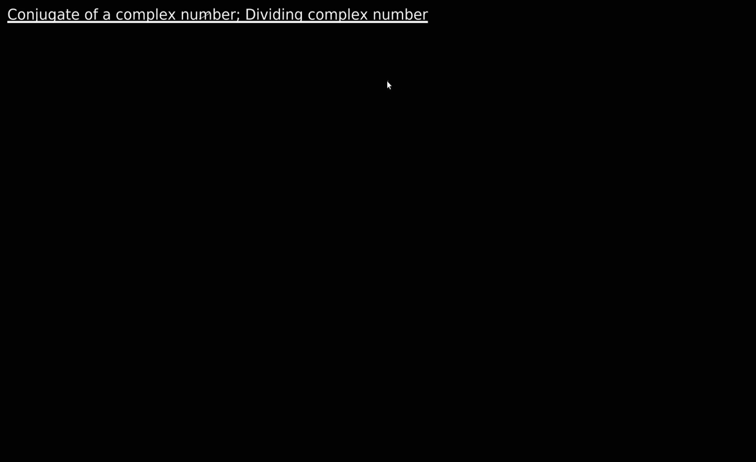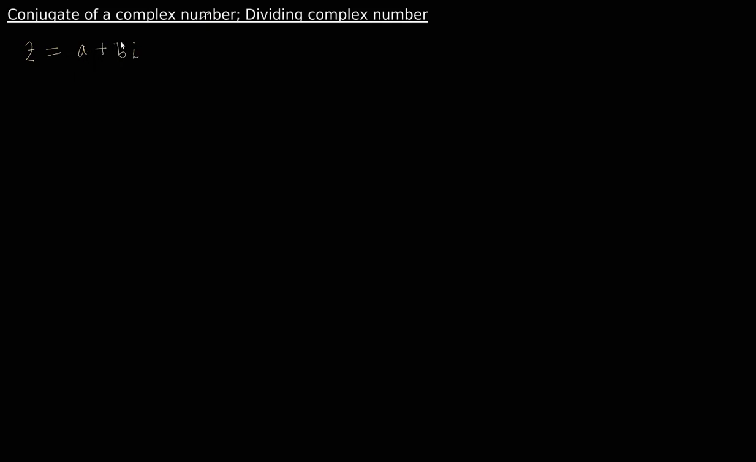Hello, in this video we are going to learn the conjugate of a complex number, and also we'll try to divide two complex numbers. So let us see how we can find the conjugate of a complex number. First of all, let's look at any generic complex number z. We know that I can represent z as a plus bi. That is the standard form of a complex number.